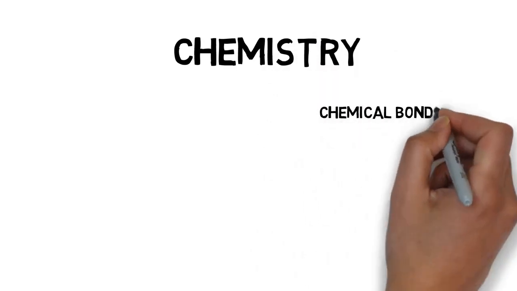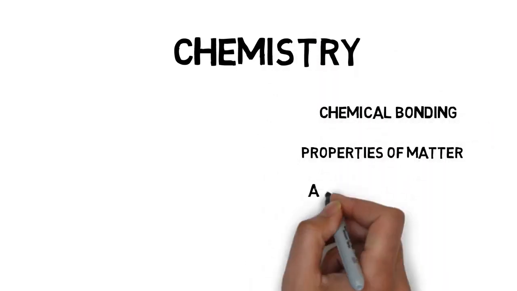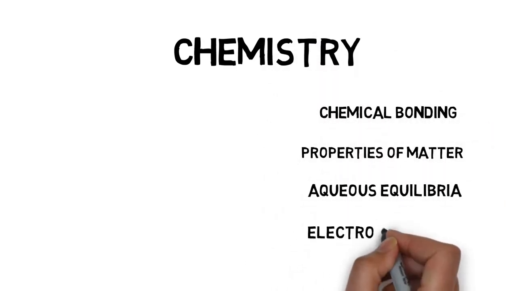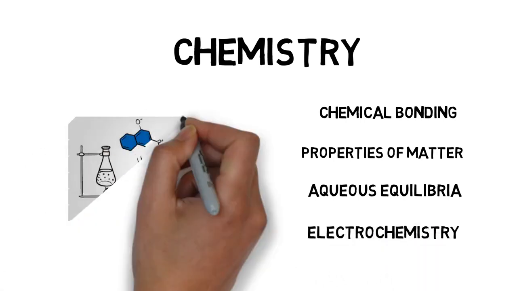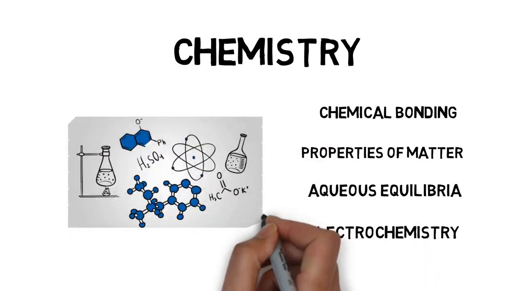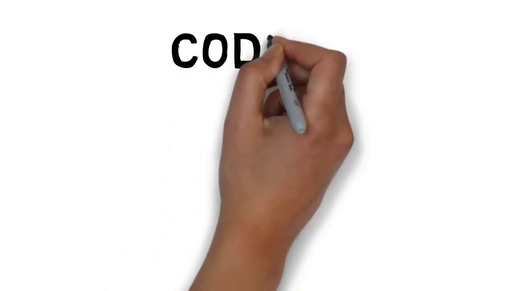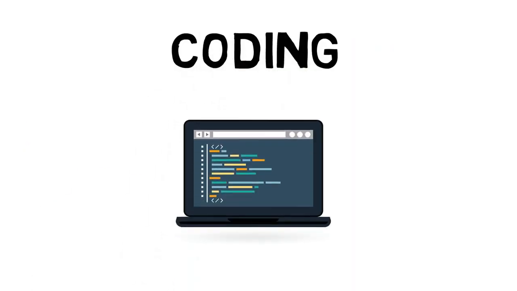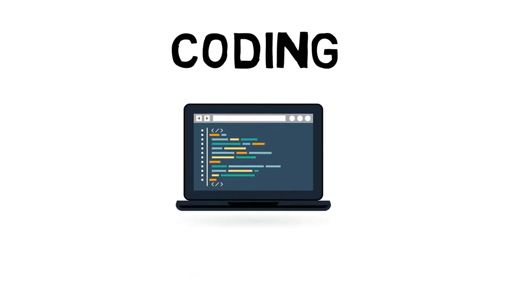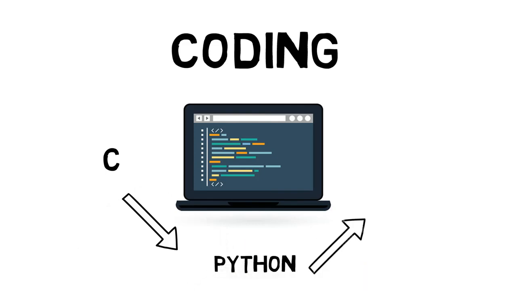For the first year chemistry course, you learn about chemical bonding, properties of matter, aqueous equilibria, and electrochemistry. Similar to your high school chemistry class, but with a little more breadth and a little more depth. In your coding course, you learn the foundational programming logic. In my class, the language we learned was C, and I think this is one of the most useful courses since knowing how to code in C is highly transferable to other coding languages such as Python, VBA, and so on.